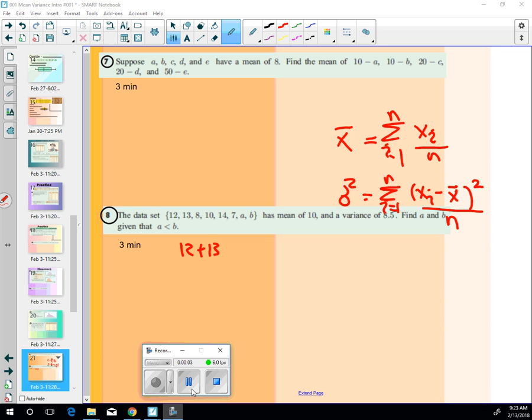So we're going to look at number 8, and I'm going to do 7 as well. It says the mean is 10. So 12 plus 13 plus 8 plus 10 plus 14 plus 7 plus A plus B, divided by how many? Is it 8? Is equal to 10.